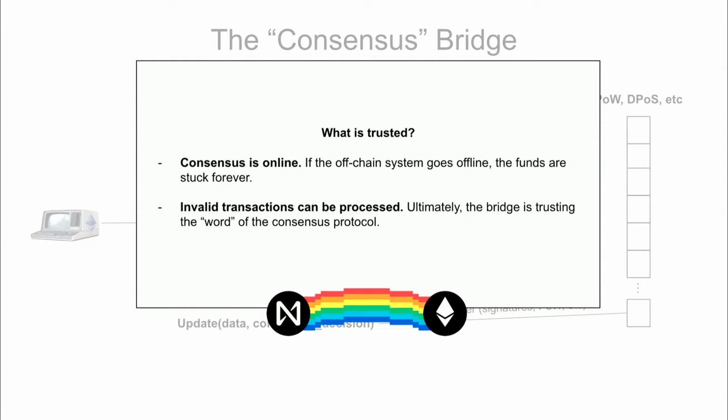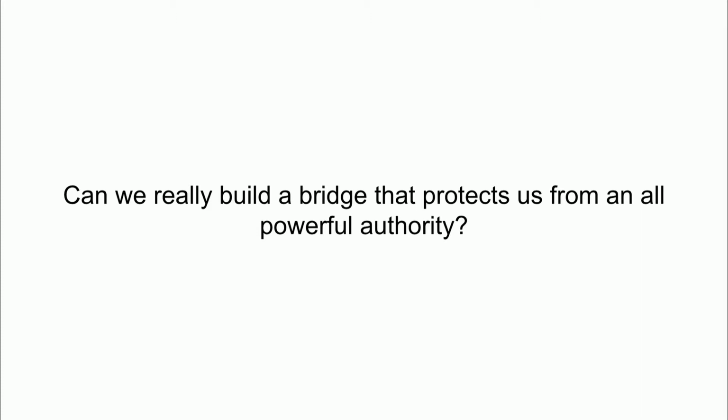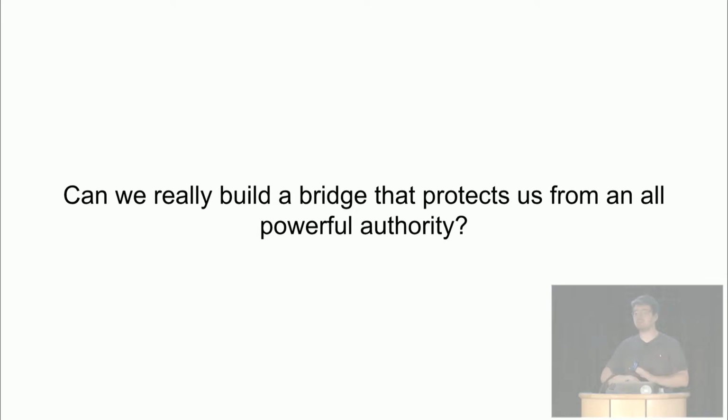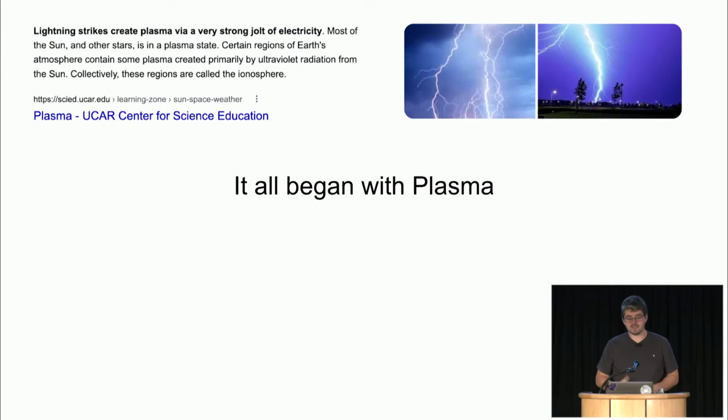And this is sort of how the Rainbow Bridge works between Near and Ethereum today. So again, the question: can we really build a bridge that protects us from an all-powerful adversary? So even if the entire system goes offline, I can still get my funds out. And this all began with Plasma. In hindsight, this all began with Plasma.